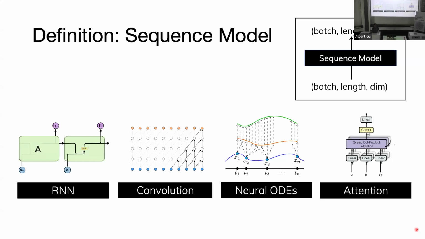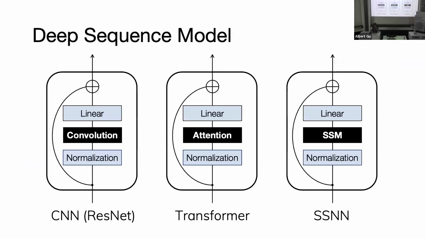Many different models satisfy this basic interface, such as older models like RNNs. Nowadays, the most common one is self-attention, and others include one-dimensional convolutions or neural ODEs. Lots of different types of models might satisfy this basic black box interface. I will also make a distinction: when I talk about sequence models, I am thinking about these very core primitive building block layers, such as a linear convolution layer or a self-attention layer. I'll distinguish that from a deep sequence model, or a deep neural network.